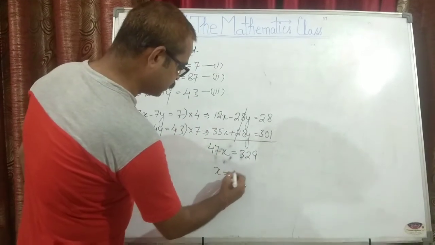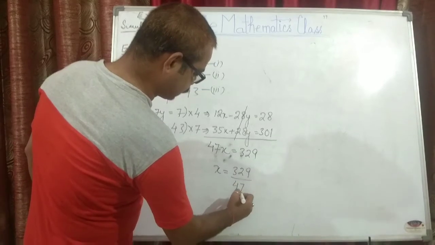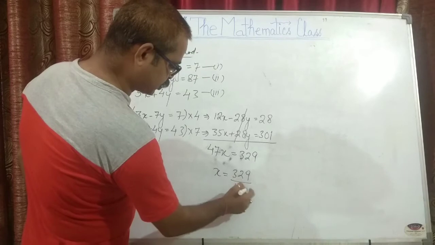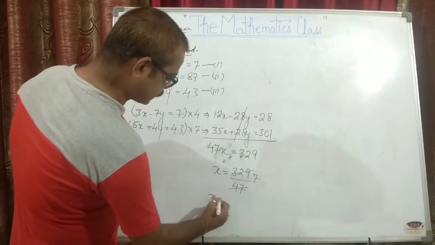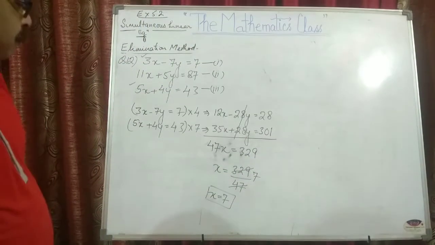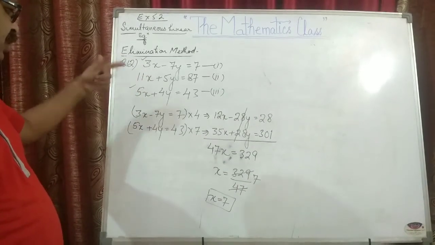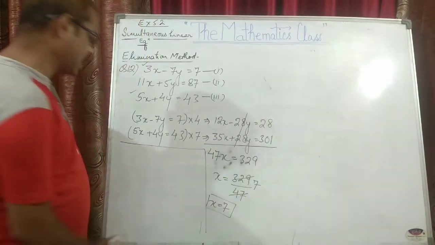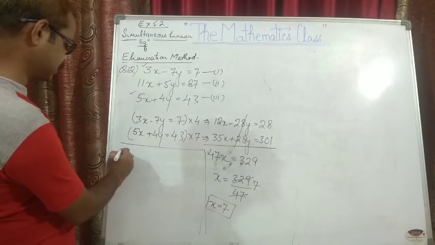So x will be 329 upon 47. 7 7s are 49, 4 carry, 7 4s are 28, and 4 is 32. So you are getting the value of x as 7. We got the value of x as 7. Now put the value of x as 7 in any of these equations, either first or third. I am putting it in equation number 1 because this is quite easy.